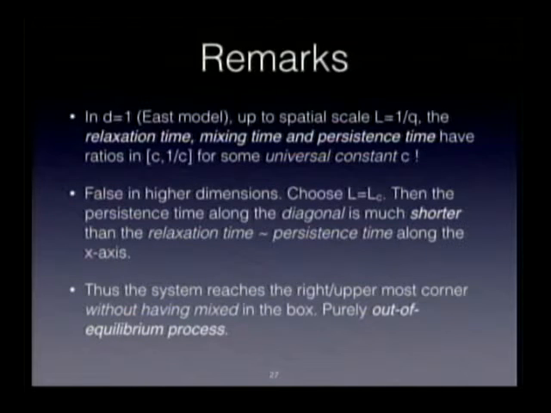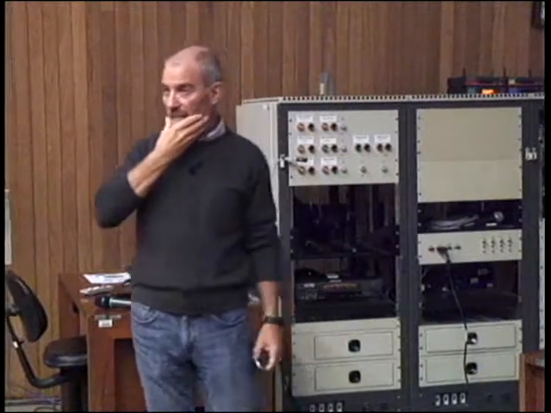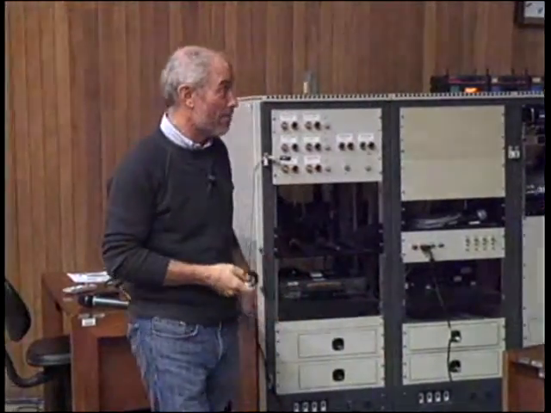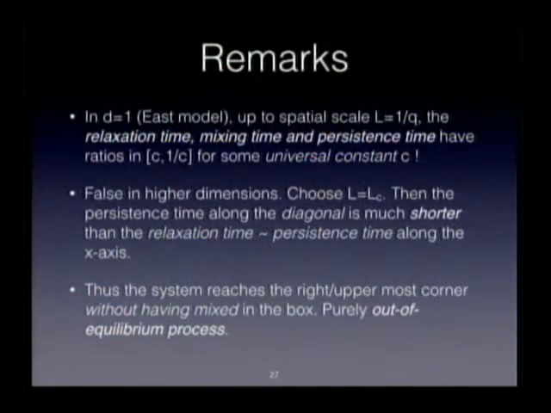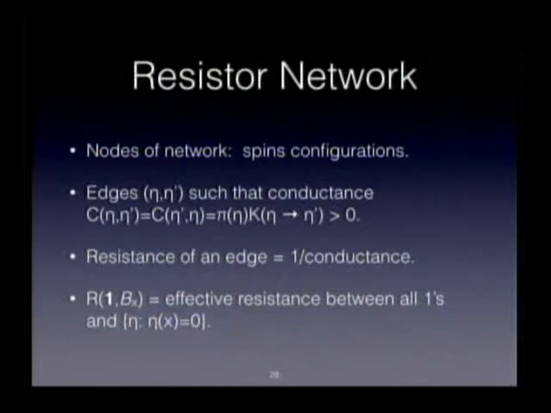So in a sense, the system is able to reach a point along the diagonal without having mixed elsewhere. Okay? So that, in a sense, explains the white region in the original picture, not this egg-shaped picture. Outside that, things were not updated, so certainly we're not at equilibrium. Okay? So it's really a purely out of equilibrium process.